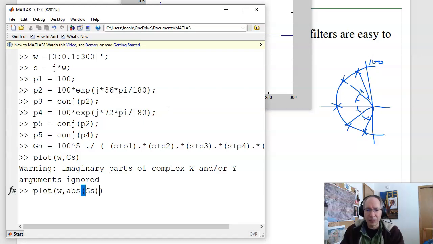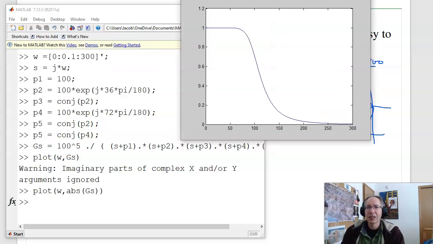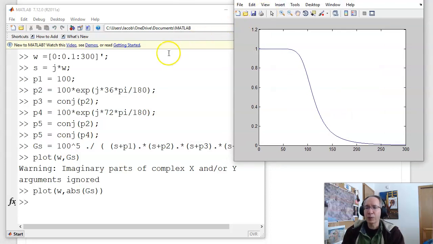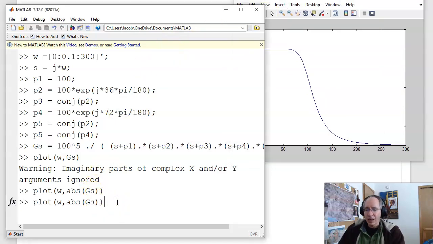And plot the magnitude of G(s). Gives you something more meaningful. So that's what my filter looks like. It helps to also plot the requirements.